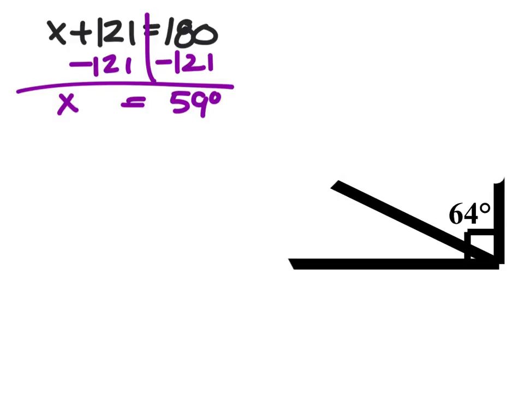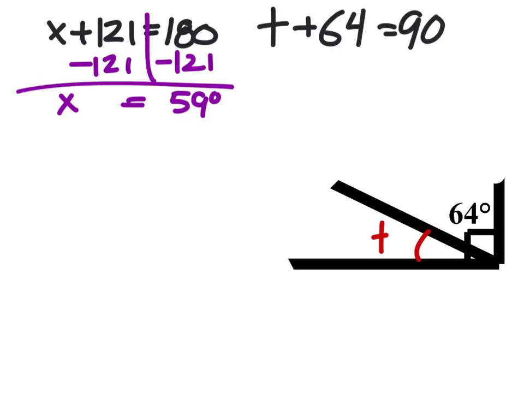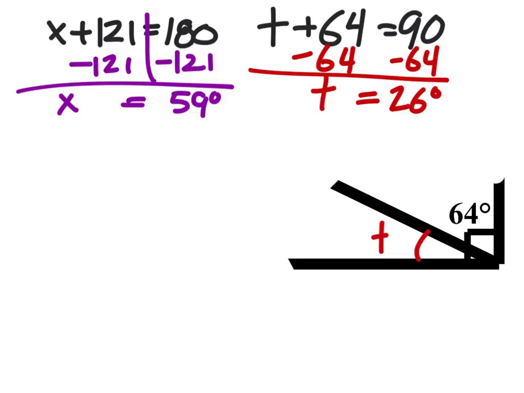Once again, one of the nice things about solving for this angle is that we can focus just on the intersection of these three lines. So how would I solve for this missing angle right here? Well, I guess we can name that angle T. If we wanted to solve for T, we can add those two together, and that would equal 90 degrees because they're complementary. So here's the equation I have. To solve for T, I would subtract 64 from both sides of the equation in order to have T by itself. And there we go, T is 26 degrees.